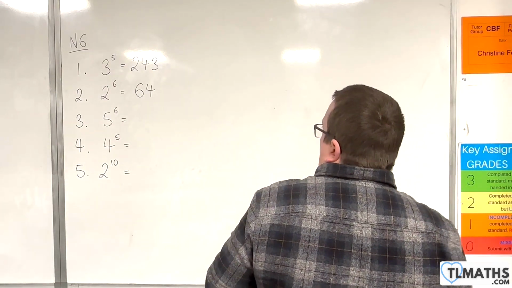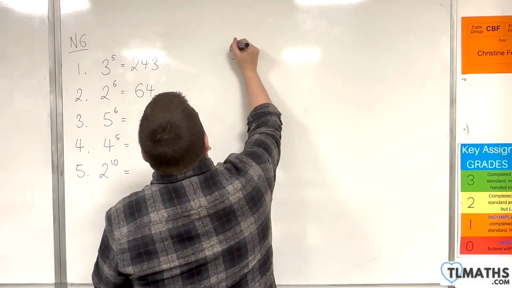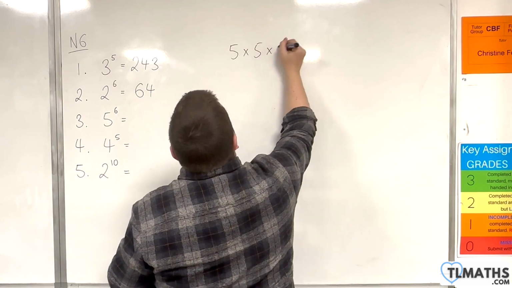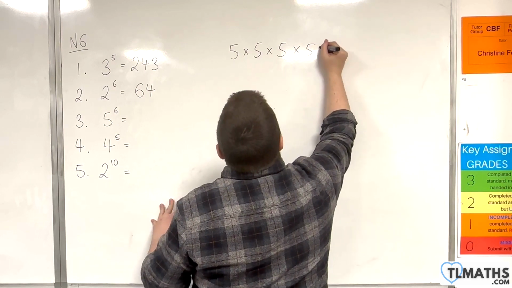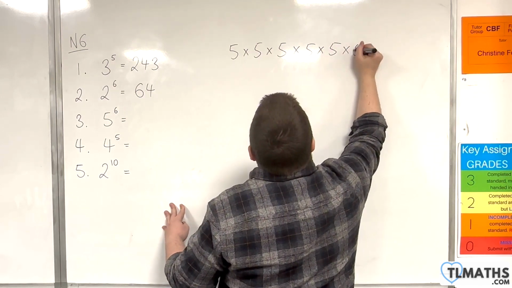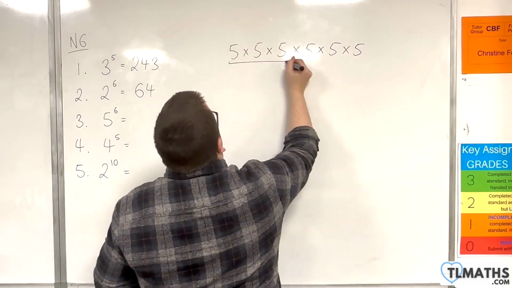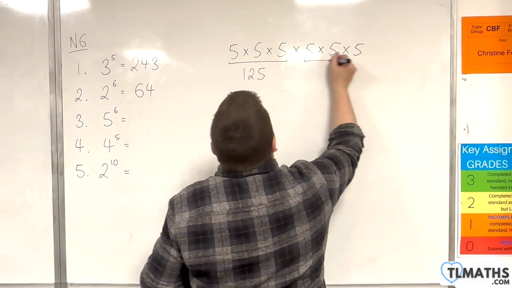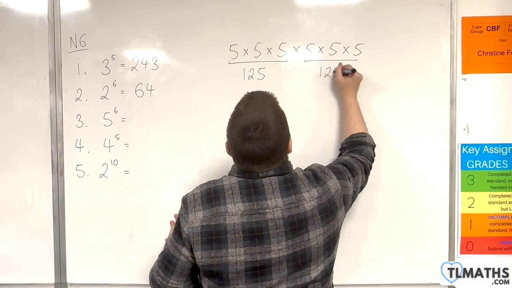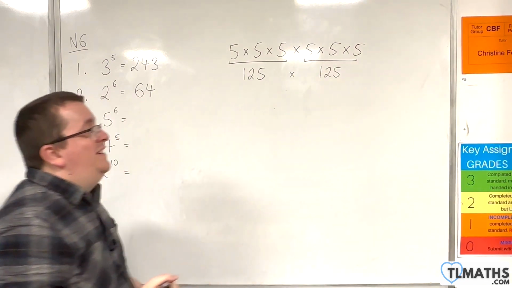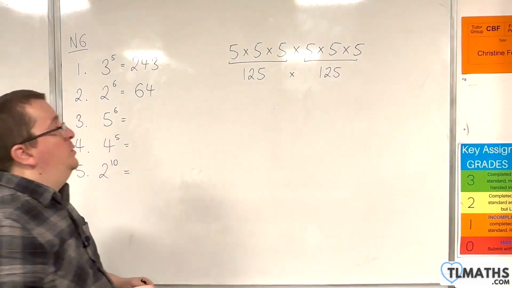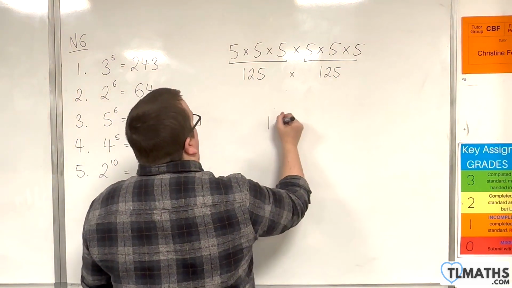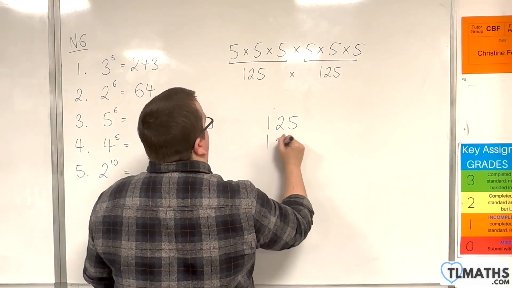Number 3 is 5 to the power of 6. So 5 times 5 times 5, times by 5, times by 5, times by 5. Now 5 cubed is 125. And we've got 5 cubed again. So in this case, I need to multiply 125 by 125. Now I'm going to use long multiplication to do that.